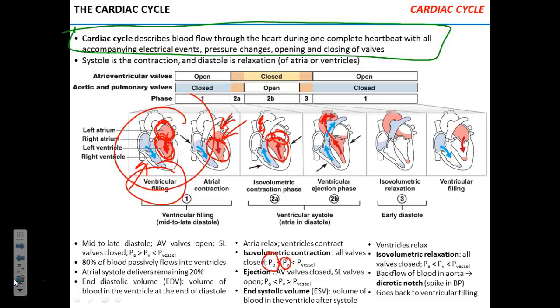The period of the cardiac cycle when both valves, semilunar and atrioventricular, are closed and the ventricle contracts is called isovolumetric contraction, because the volume of blood doesn't change, right? It's a contraction of the ventricle that builds up the pressure inside of the ventricle now. Does that make sense? Yes.